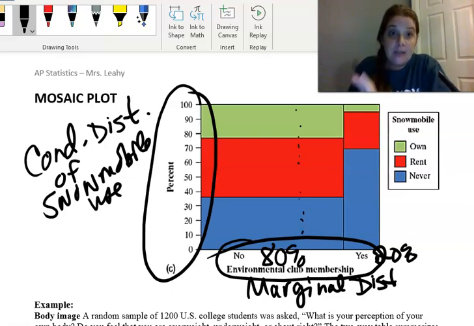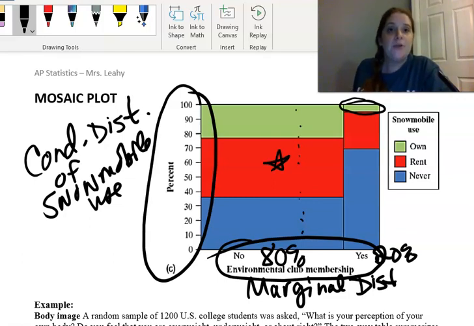I can tell simply by geometric area that the fewest people are up here in the corner in green, and that the largest number of people were here in the no and rent section. Okay, so it kind of adjusts for that. I can still see that.